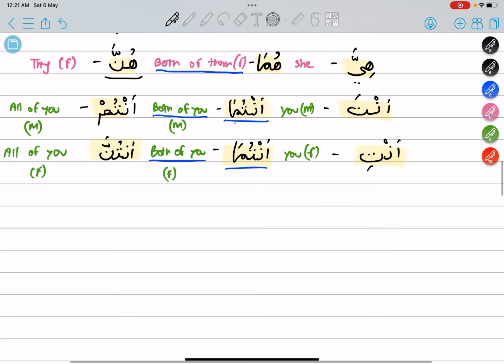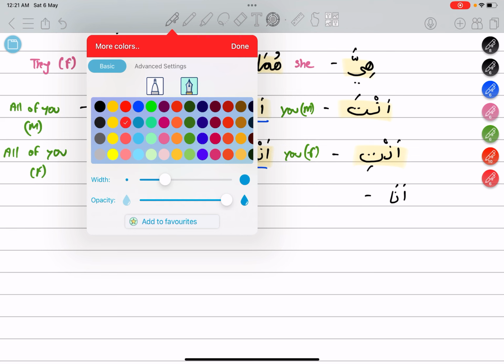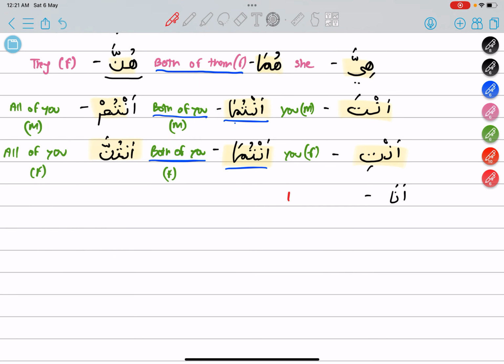Last two words, the easiest ones. Ana means I. Now, let's use some common sense, I could be masculine or feminine. And then the last word is nahnu. Nahnu means we. Again, masculine, feminine. Here's a cool thing about nahnu.